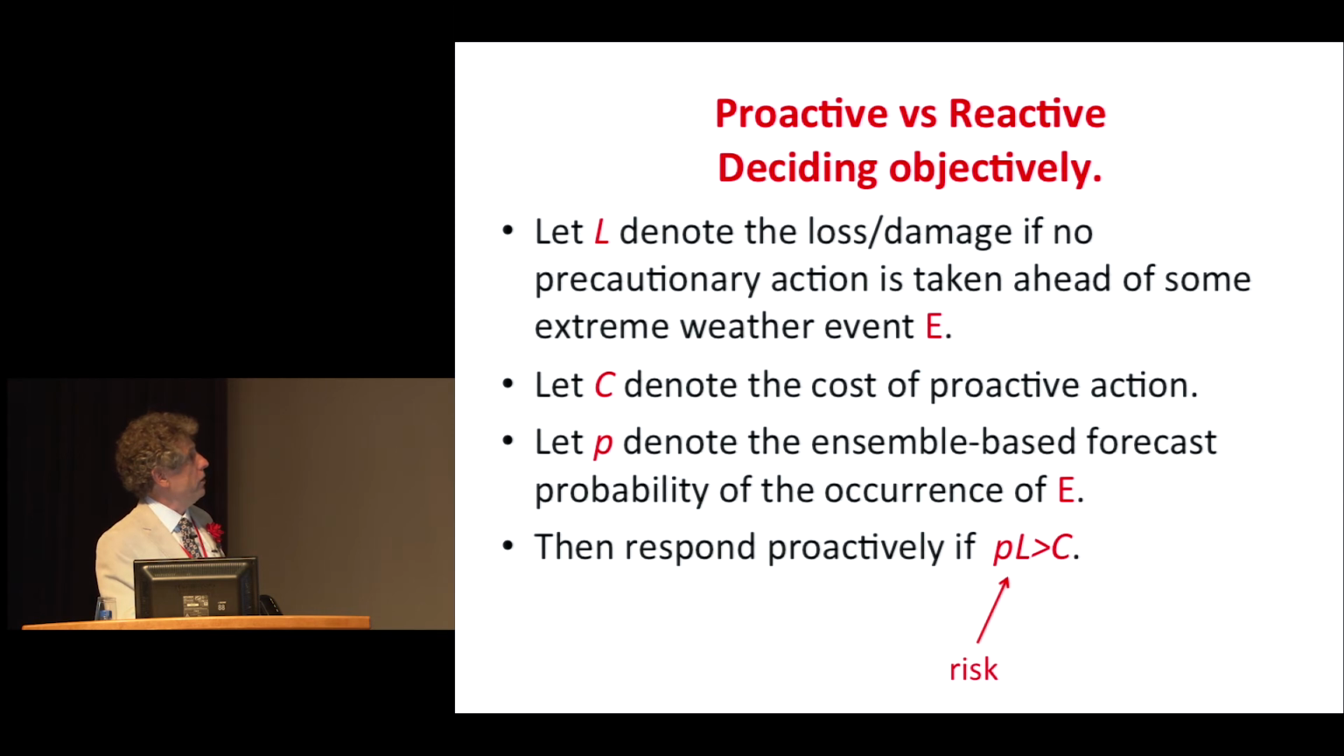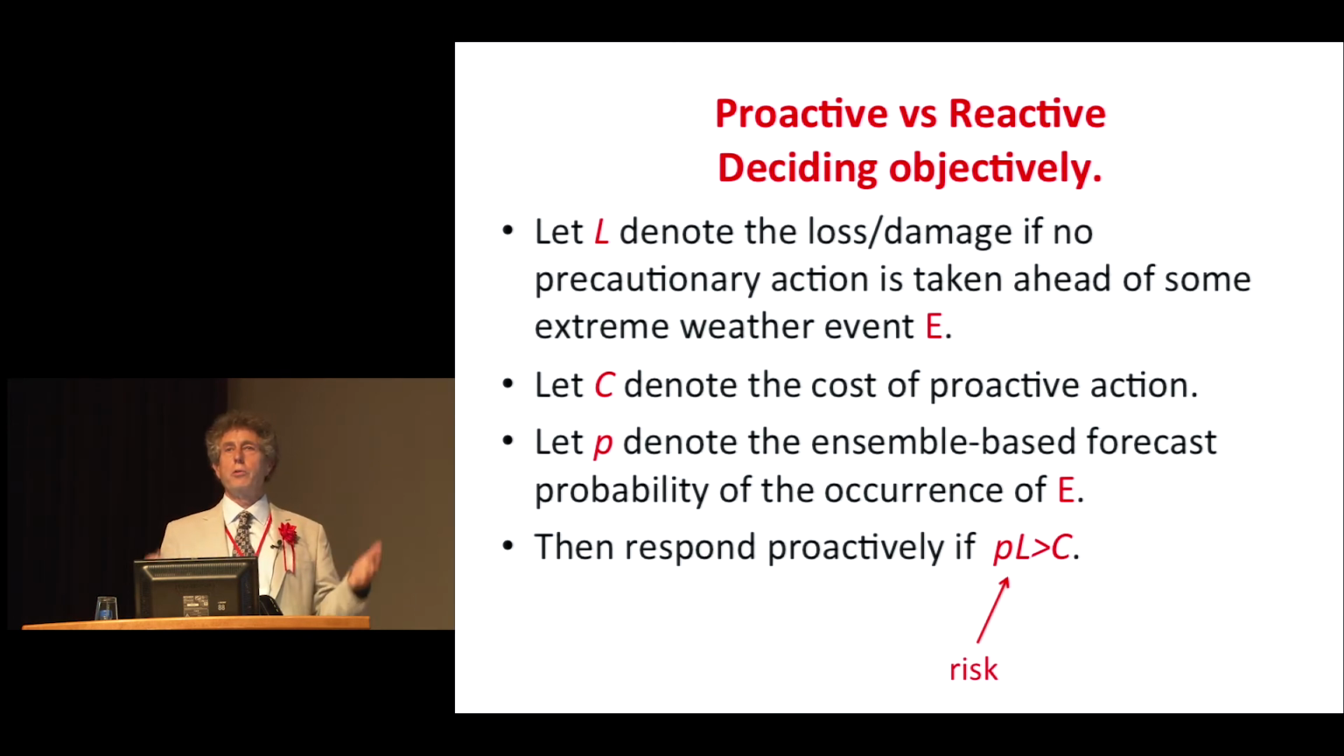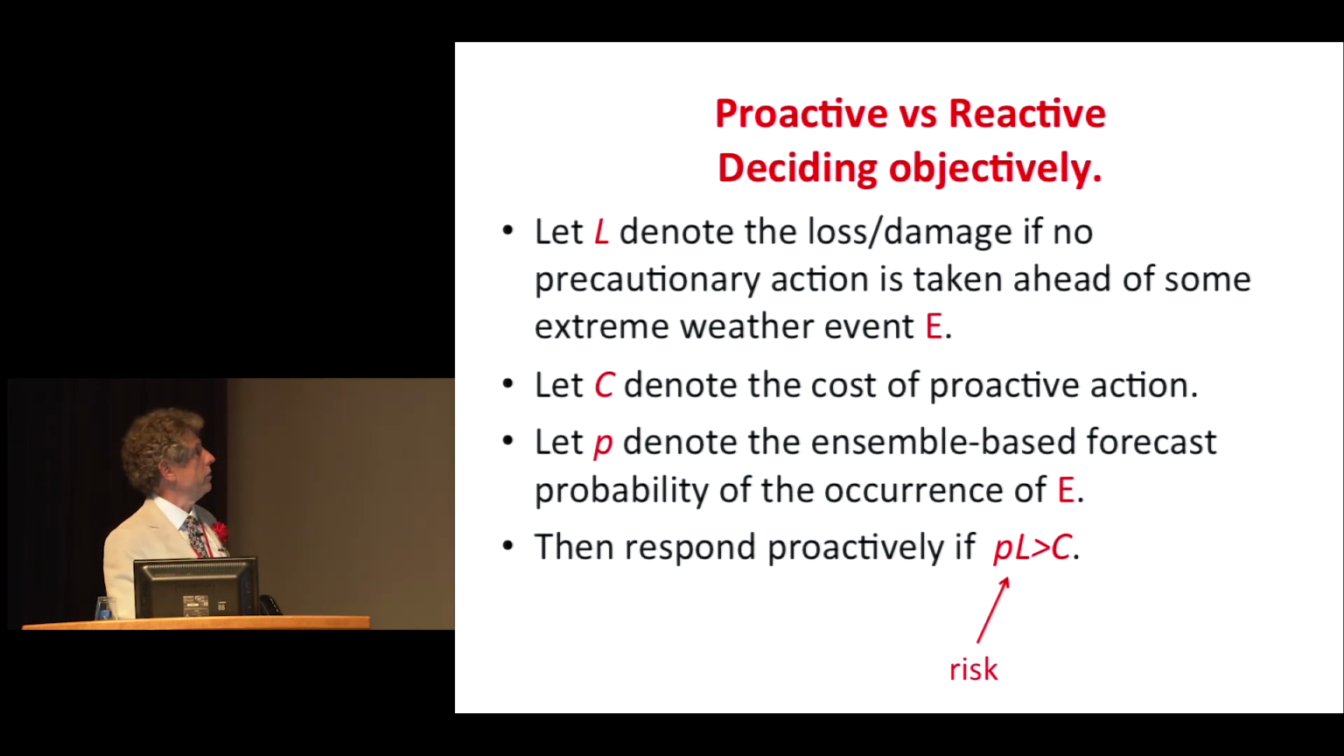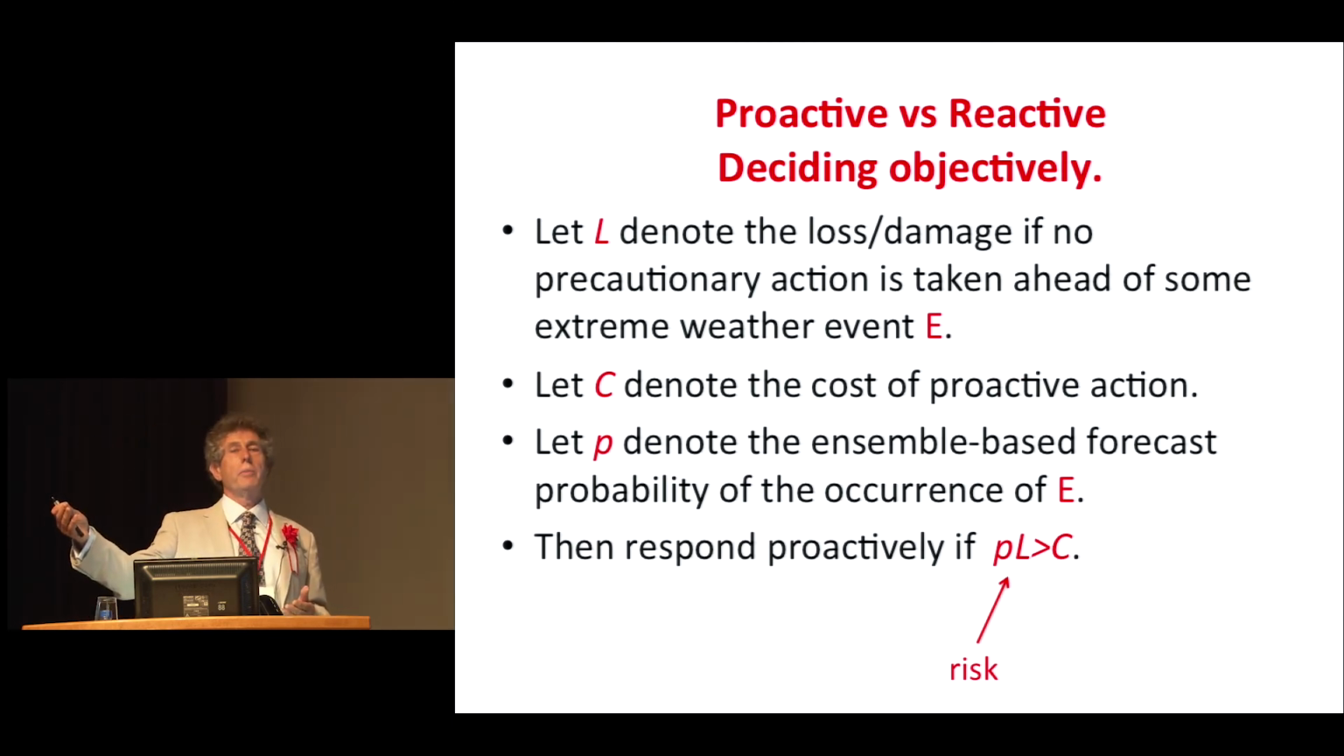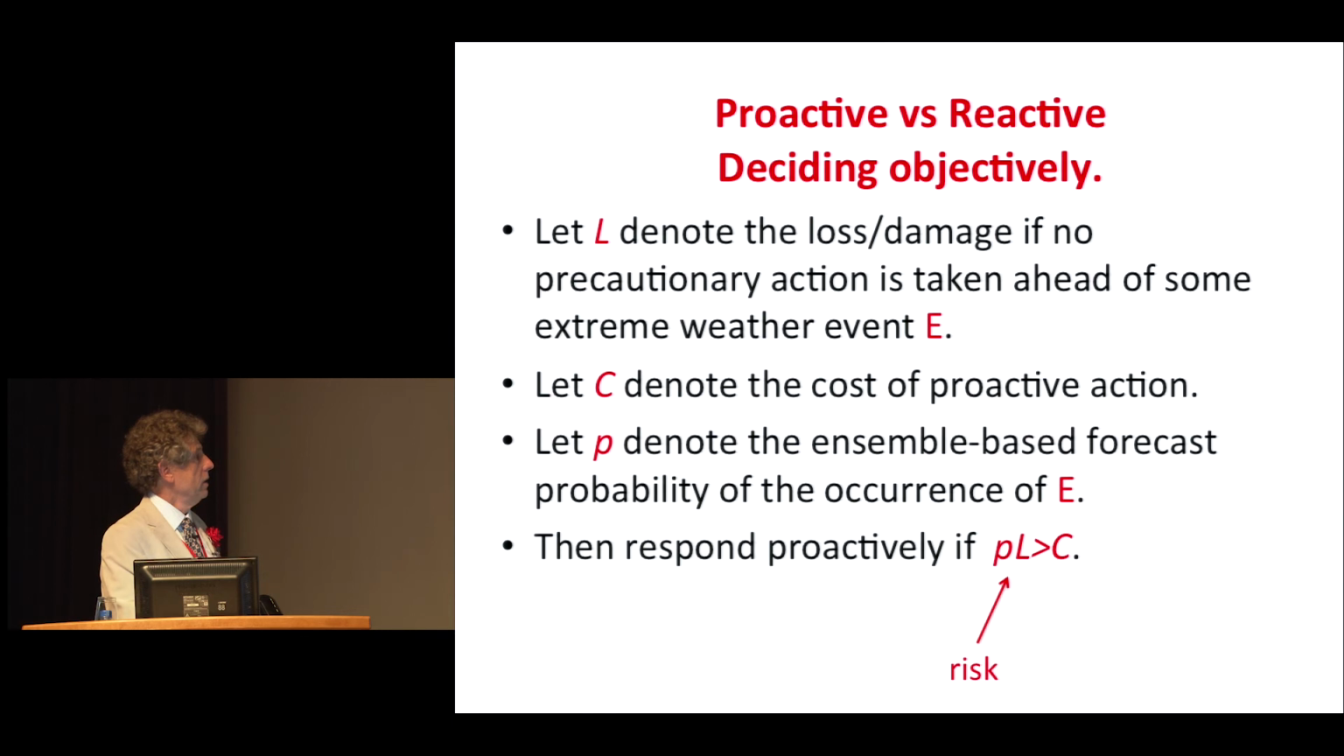Suppose we represent the loss or the damage caused by some extreme weather event, E, by this symbol L. This could be in pounds or euros or dollars or yen, some amount of money associated with the loss or damage, if no precautionary action is taken. And let me call the symbol C the cost of taking precautionary or proactive action, the cost of sending the aeroplanes out to the likely sites where the disaster will occur, and providing the emergency tents and the emergency food and the emergency water ahead of time. So that's the cost C.